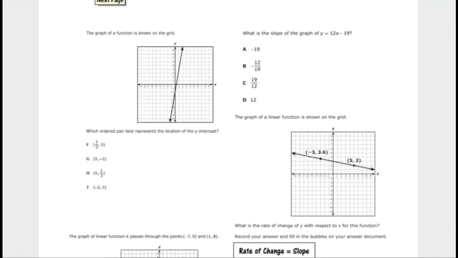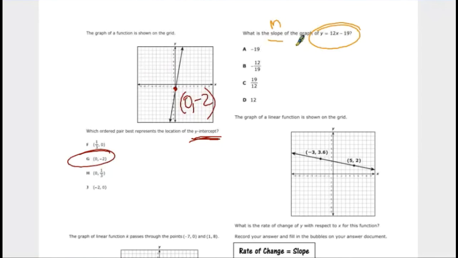Okay, on our last page, the problem at the top left says, the graph of a function is shown on the grid. Which ordered pair best represents the location of the y-intercept? So remember, y-intercept is where it intersects our y-axis. So if I look, that should be this point right here. And that point has a value of (0, -2). So that means that our answer is going to be G.